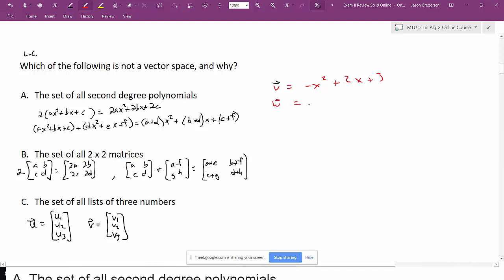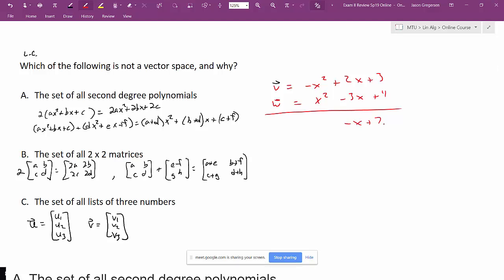If we grab another element from this space, call it x squared minus 3x plus 4. Now what happens if I add these 2 elements? If I add them together, I get 0x squared minus x plus 7. I've taken a second-degree polynomial, added it to a second-degree polynomial, and the result is not a second-degree polynomial. So I've added my way out of this set, which means this set is not a vector space. It's a subset, not a subspace. That's one example of a set not being closed under addition. Any questions about that example?